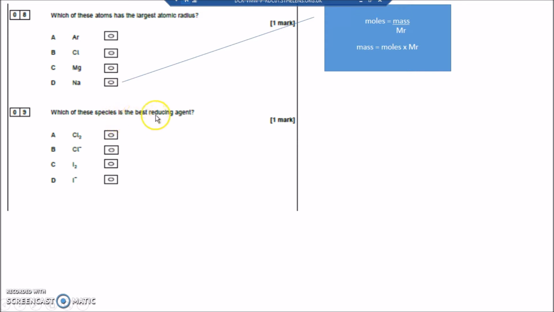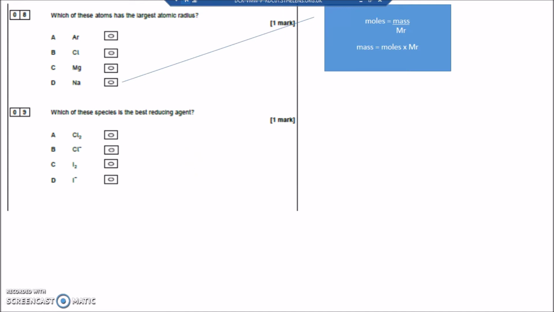Which of these species is the best reducing agent? Now remember what a reducing agent does. A reducing agent causes something else to be reduced. So if something else is going to be reduced, one of these is going to be oxidized. So something that's oxidized makes something else reduced. So something that's oxidized is a good reducing agent. So which one of these is going to be oxidized? The best reducing agent is the one that is going to be best oxidized. Now what's oxidation? OIL RIG. Oxidation is loss, reduction is gain. Oxidation.